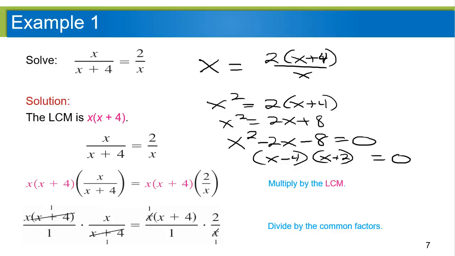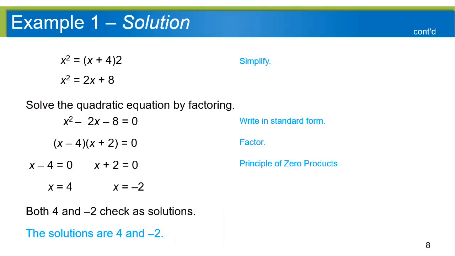Each of these gets set equal to 0, right? Because for two things to multiply to 0, they each have to equal 0. So if this equals 0 or this equals 0, x minus 4 equals 0 means that x equals 4. X plus 2 equals 0 means that x equals negative 2. Those are our two possible solutions. We'd have to plug them both back in and check them, but they actually both end up working.